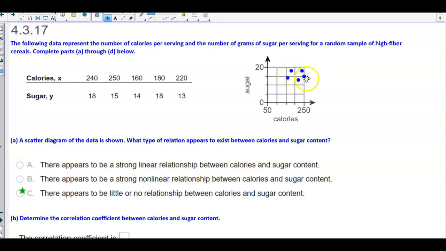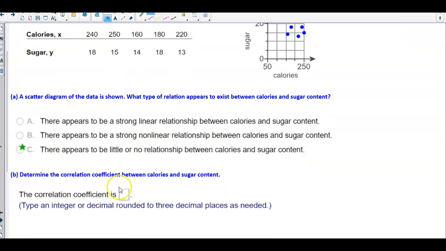When we look at the scatter plot, it does not seem to be a strong linear relationship there, and there isn't a very strong nonlinear relationship. So there appears to be little or no relationship between calories and sugar content.